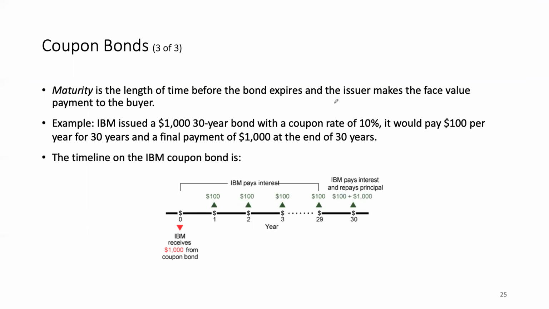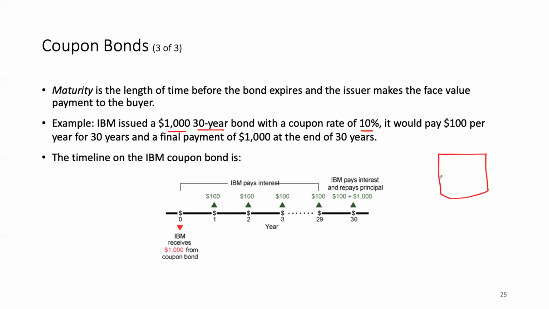It is the length of time before the bond expires and repays the par value, the face value of the bond, right? So for instance, suppose IBM issues a $1,000 30-year bond. $1,000 is the face value, 30 years is the maturity, the time to maturity of the bond, with a coupon rate of 10%. So basically what you would have here is a structure like this.